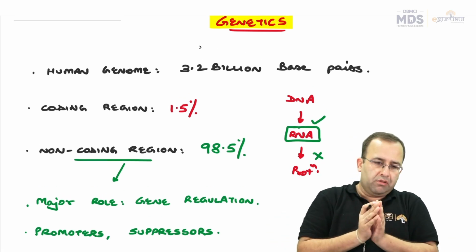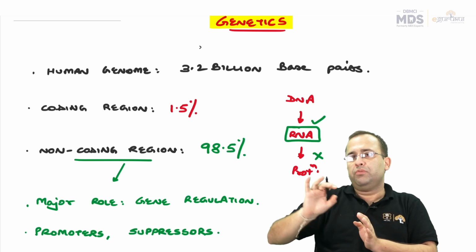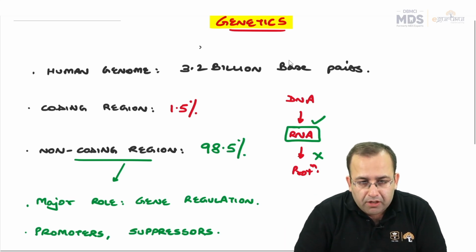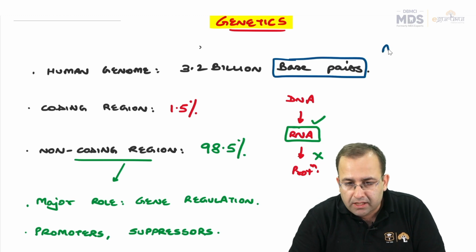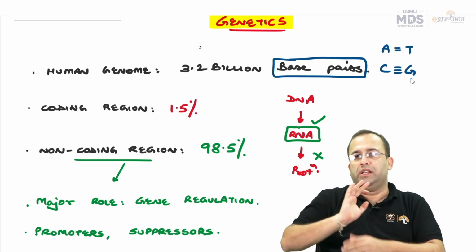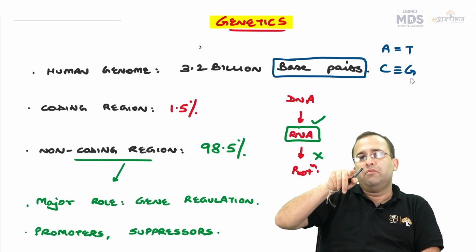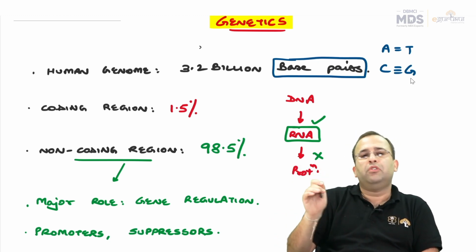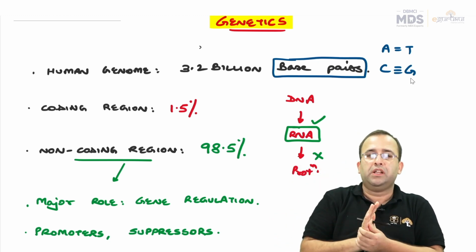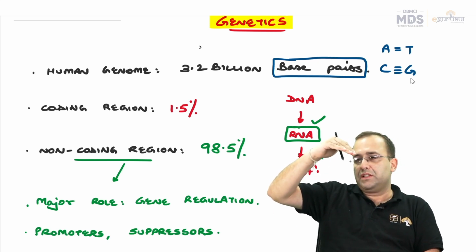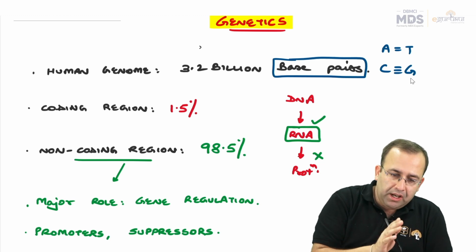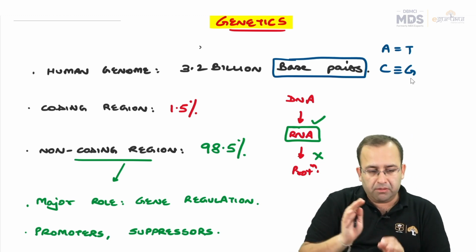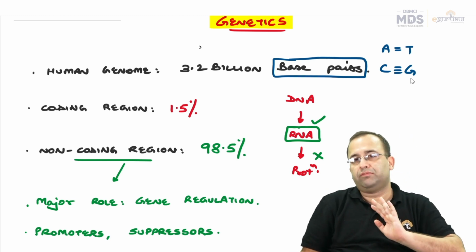So what we have seen till now is the human genome has 3.2 billion base pairs. Tell me, what do we mean by a base pair? Base pair means A double bond T, C triple bond G: adenine binding with thymine, cytosine with guanine. There are 3.2 billion base pairs. Coding region is just 1.5%. The remaining 98.5% non-coding region plays a major role in gene regulation.